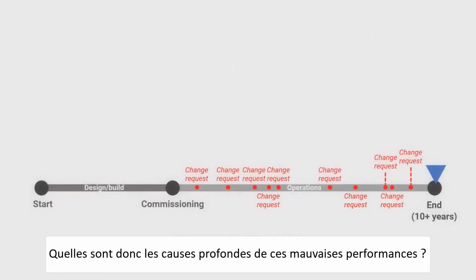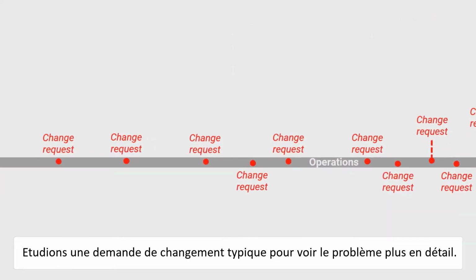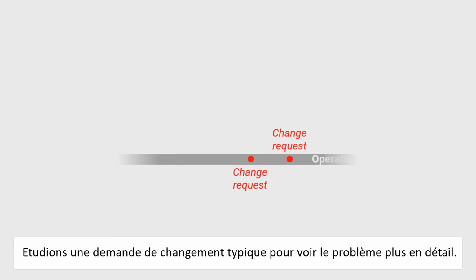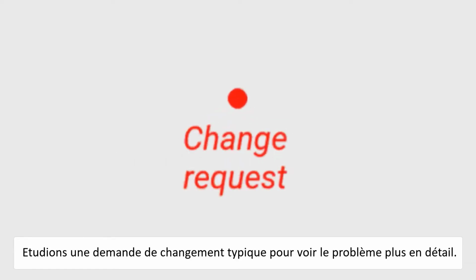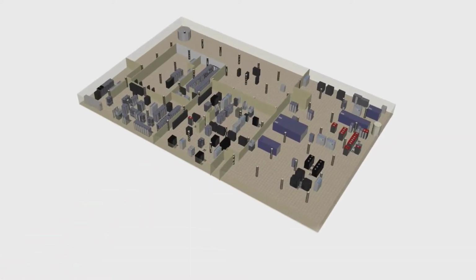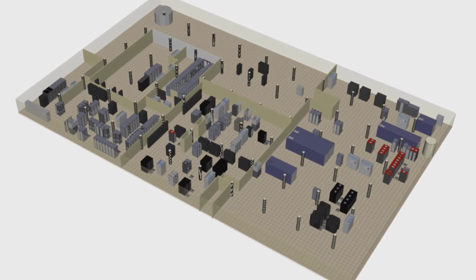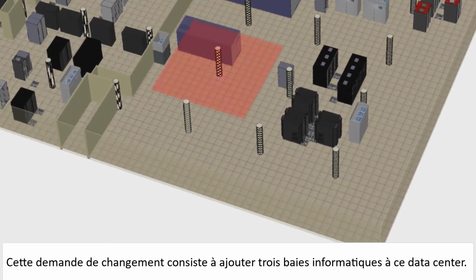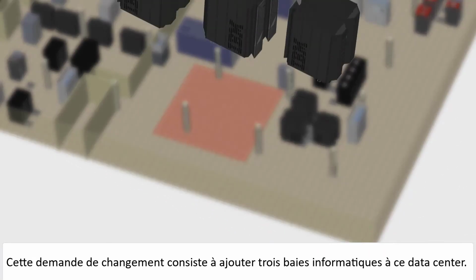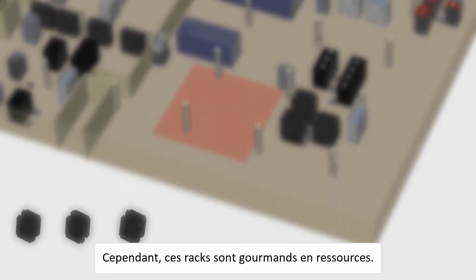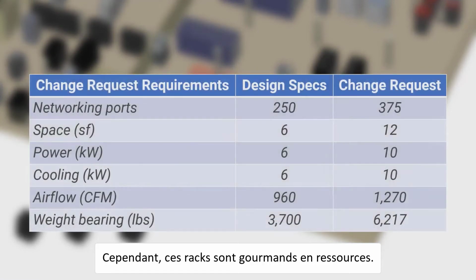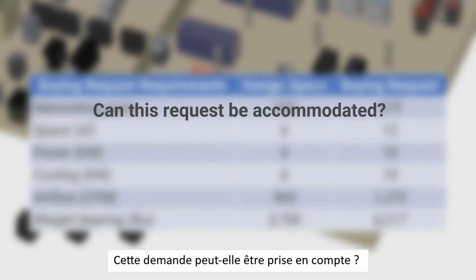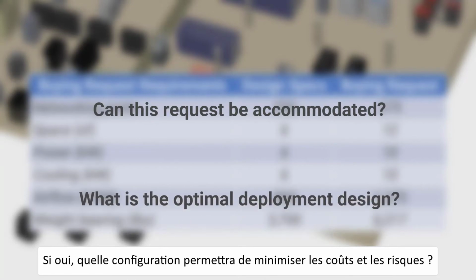Let's take a closer look at this challenge by zooming into a typical change request on this data center timeline. This change request adds 3 IT racks to this data center. The racks are high density, relative to what the data center was designed to support. Can this request be accommodated quickly? How should the deployment be configured to meet performance expectations?